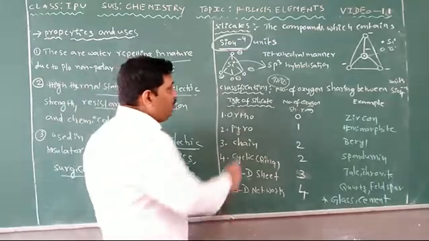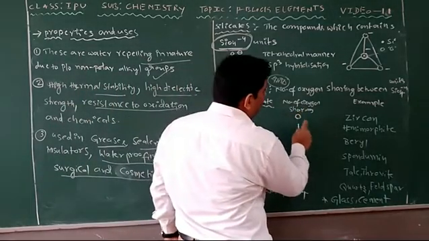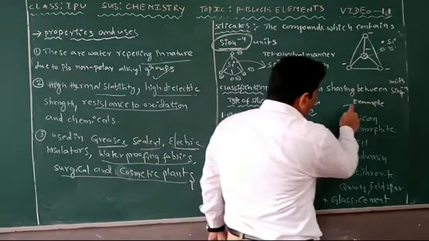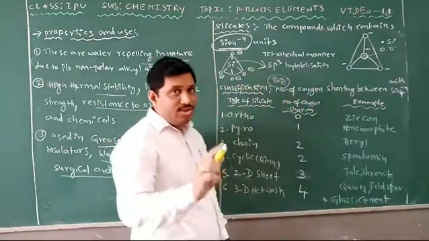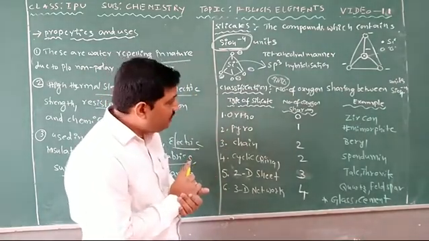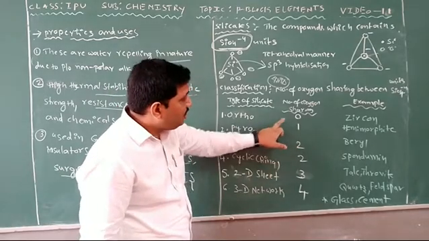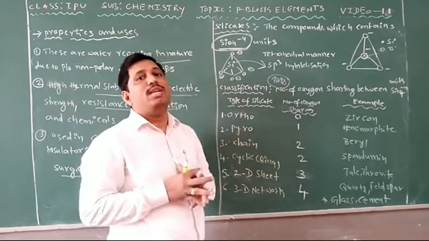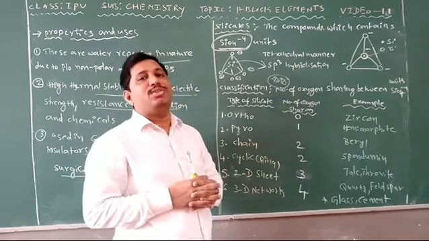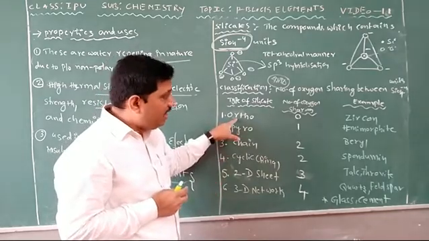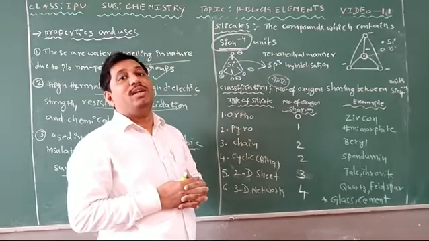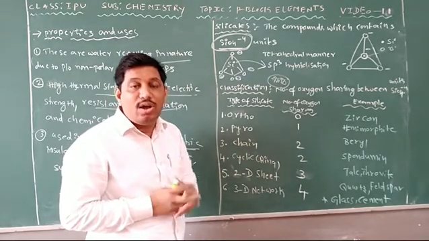First is the type of silicate, the number of oxygen atoms shared, and the example. Type of silicate, number of oxygen atoms shared, and examples of the particular silicate. First one, student, orthosilicate. The silicates in which zero oxygen atoms, or no oxygen atom, are shared between the silicate units are known as orthosilicate.